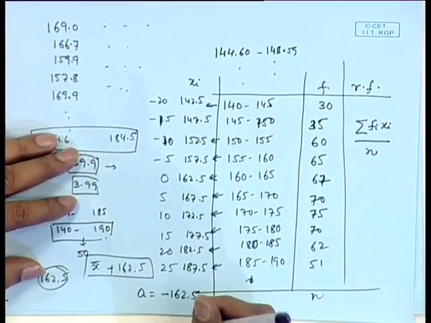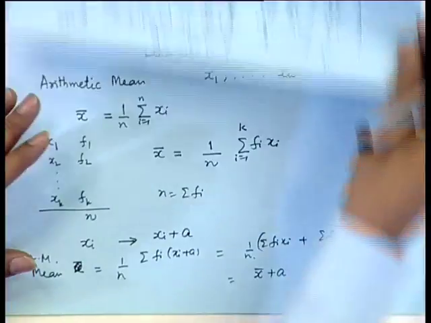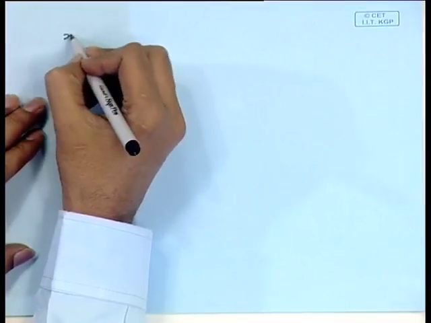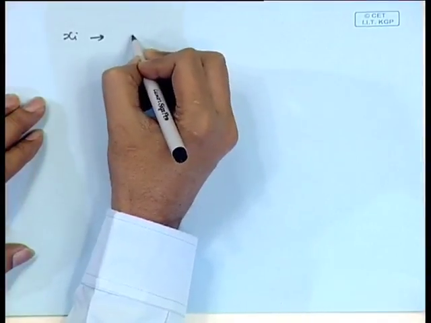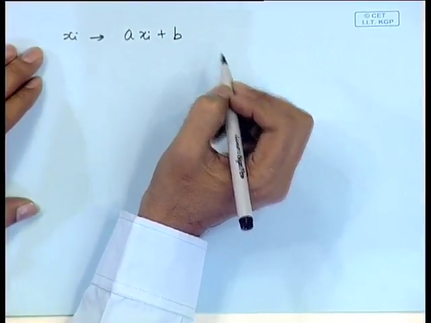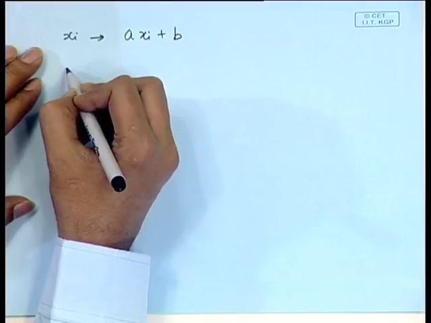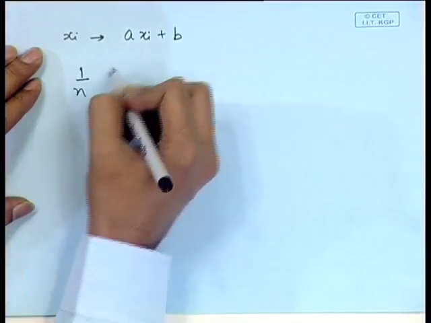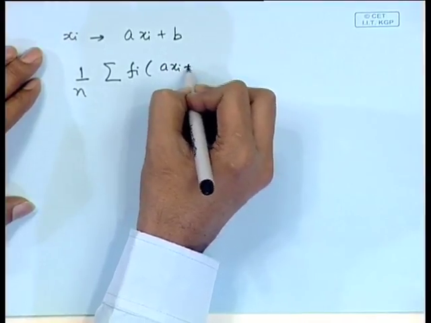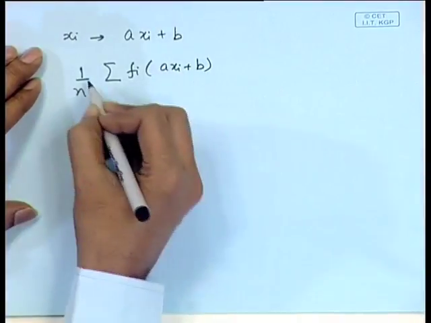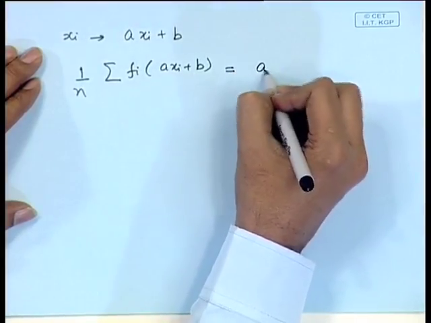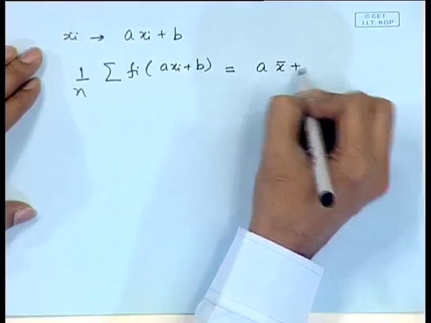Sometimes we may scale also. For example, I may change x i to a x i plus b. In that case, your arithmetic mean will become 1 by n sigma f i (a x i plus b). Even if we expand this, I get a x bar plus b.